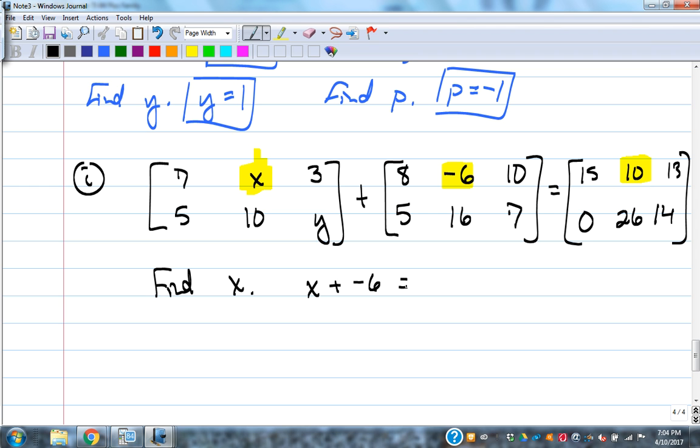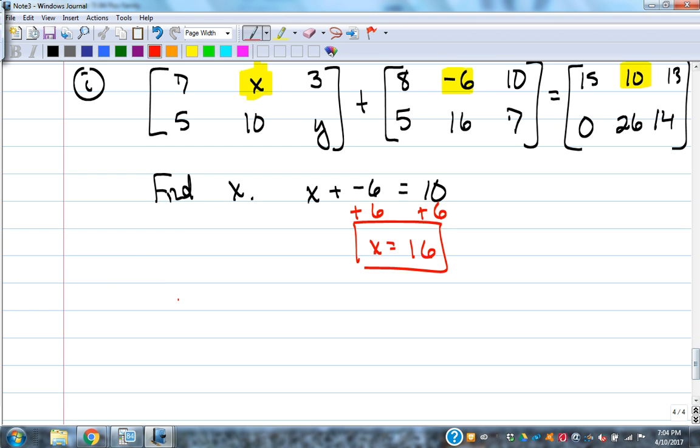-6, and that should equal 10. So we create this equation based on the matrix equation we have up here. And then we just solve that. X would be equal to 16. If we're asked to find y, what's the equation that we could set up for y?